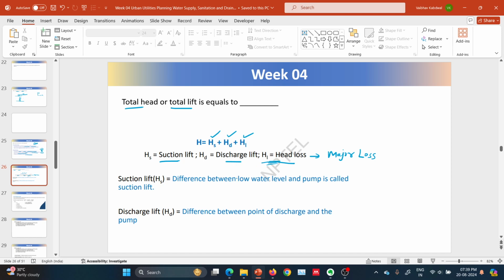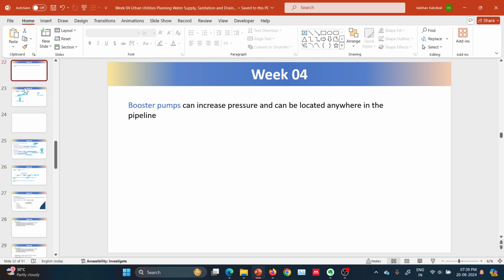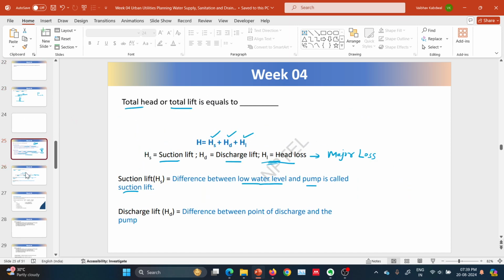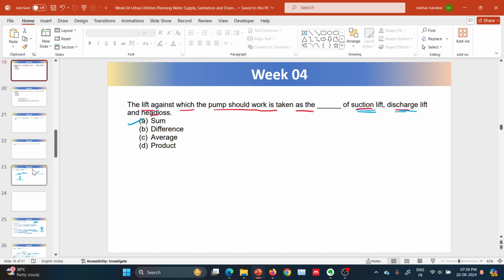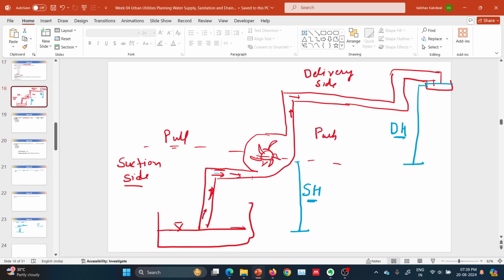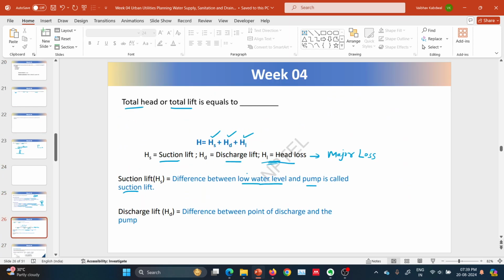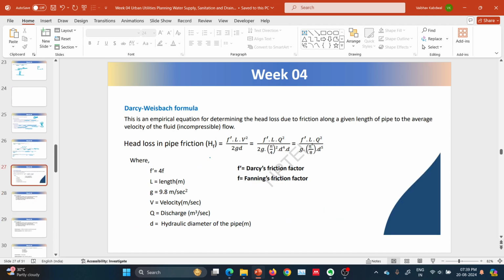Suction lift is the difference between the low water level and the pump. That is here. It is just a diagram. The low water level and this pump, this is called suction head. And similarly, the difference between the point of discharge and the pump is called discharge lift.